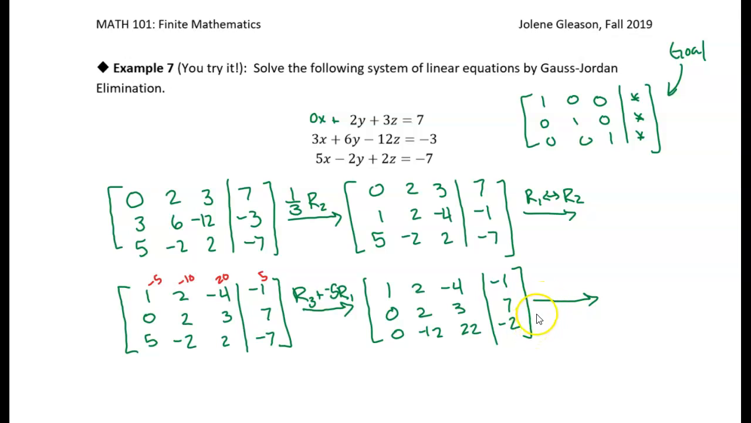There are a number of things I could do for my next step, and there's more than one way to get the same answer. There's one right answer essentially for this particular problem, but there's more than one way to get there. So what I know is that I want to get, in the second column, 0, 1, 0.